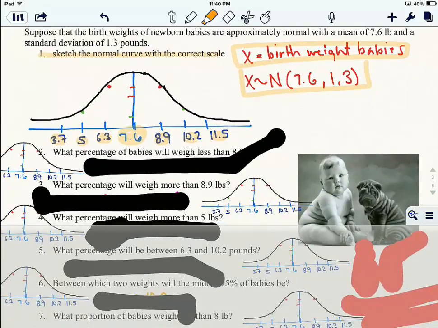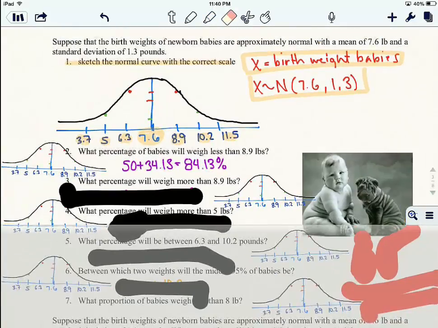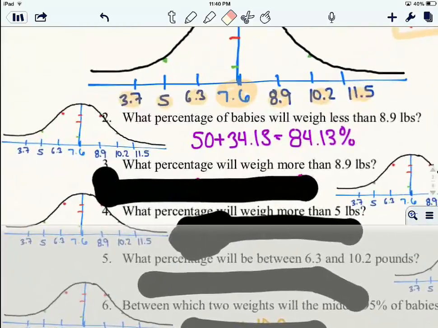It says, what percentage of babies will weigh less than 8.9? I think it's best if you draw a quick curve for every problem. If you want to draw one curve for every couple of problems, that is fine, but you need to fill it in. So, what percentage of babies will weigh less than 8.9 pounds? Go to 8.9. Well, we have this 50% plus this 34.13, and we have 84.13%. I am expecting this level of accuracy on your homework and not from the calculator.